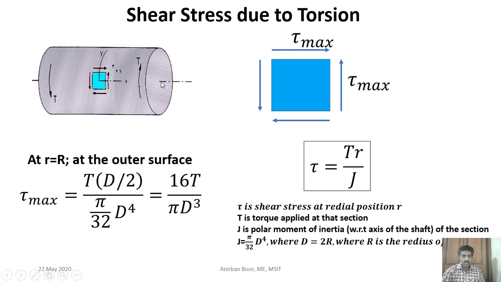Now if you want to find where the shear stress is maximum, you have to consider an element at the outer surface, and tau max will be equal to the torsional load acting at that section, T, multiplied by the radius of the shaft, that is d by 2, if d is the outer diameter, divided by the polar moment of inertia, which is calculated as pi by 32 d to the power 4. In this way we can calculate, under pure torsion, the maximum shear stress acting at the outer surface.